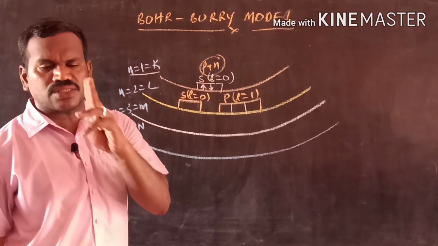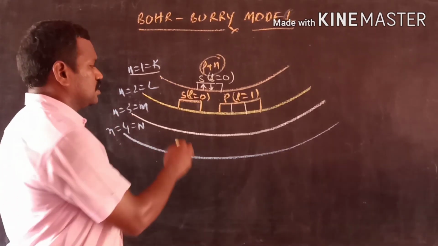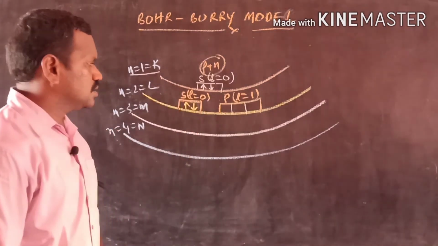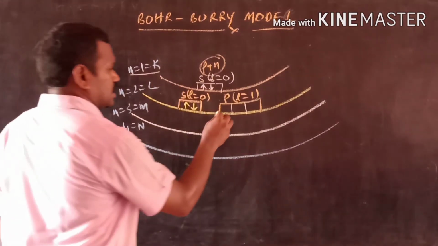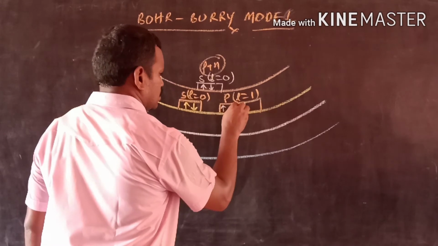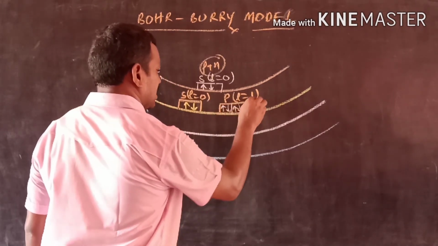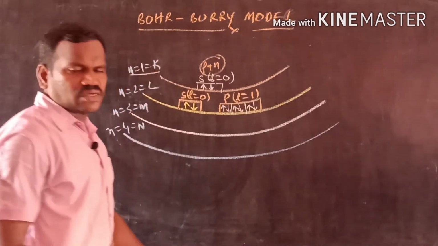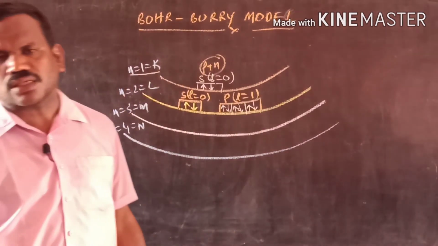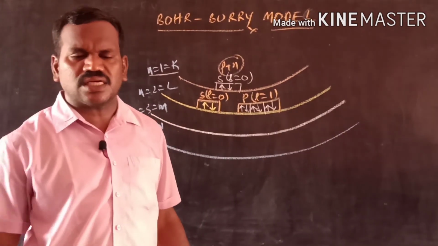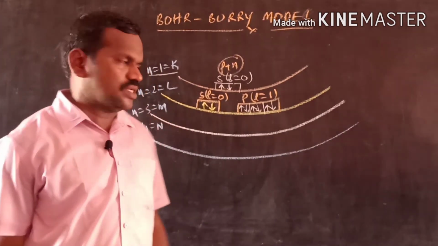Every orbital can associate with 2 electrons. Regarding that principle, S can accommodate 2 electrons. Then coming to P, P should contain 6: 1, 2, 3, 4, 5, 6. Like that we should arrange them by following certain rules. Mainly that rule is called Hund's rule. Let us discuss what Hund's rule is in the next videos.